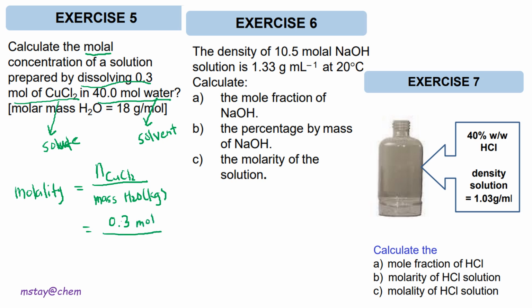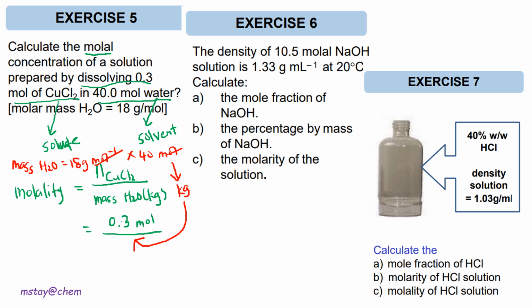And next, from the mole of the water, we're able to determine the mass of water. So mass of water is equal to 18 gram per mole multiplied with the 40 mole. So mole and per mole cancel out, and we are able to get the mass. Don't forget the mass is in the unit of gram, so we have to convert to kilogram. Then we can substitute the values into the formula and we're able to get the answer. For exercise 5, we do not need to make an assumption.